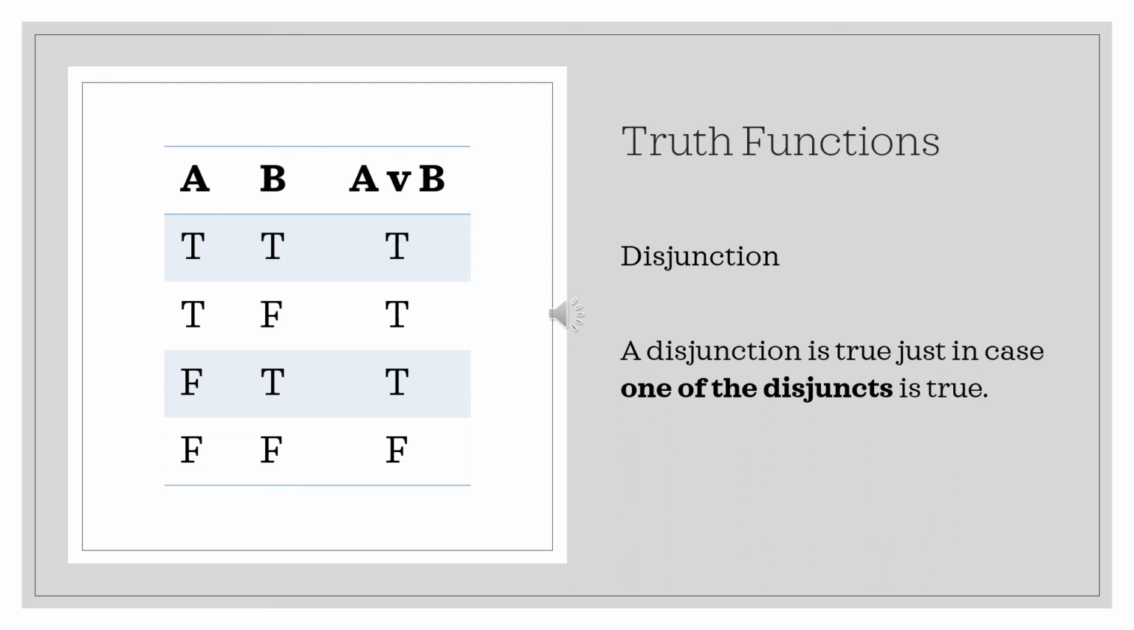So that's how it goes here, right? Anytime one of the disjuncts is true, then the entire disjunction is true. The only time in which the disjunction is false is when both of the disjuncts are false.